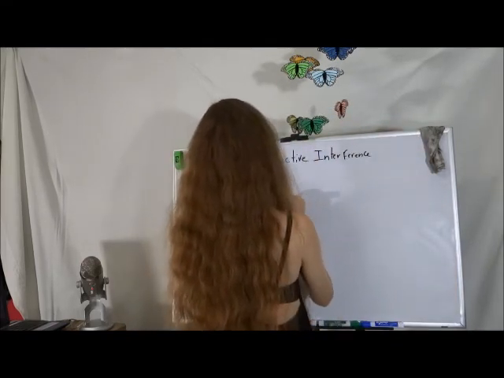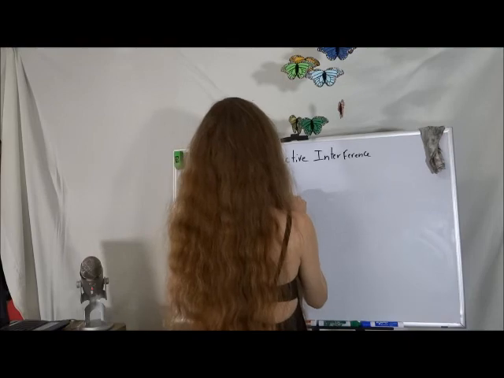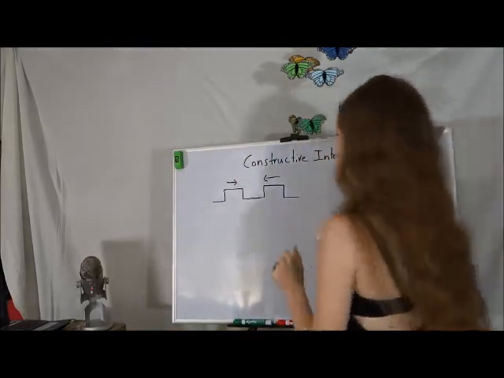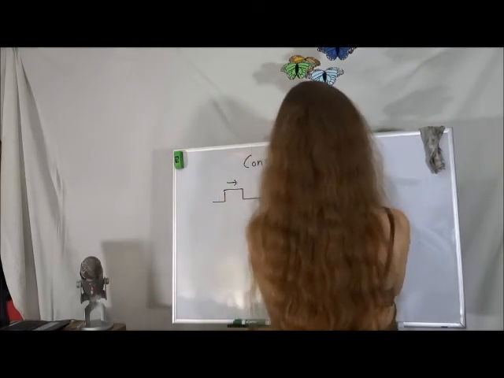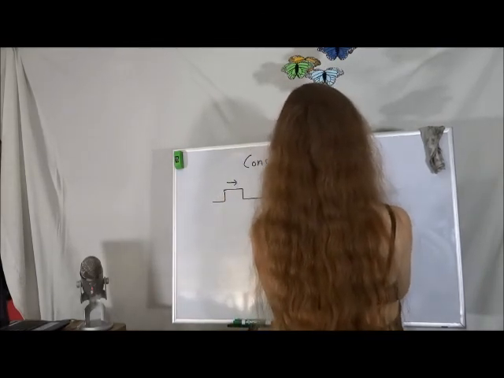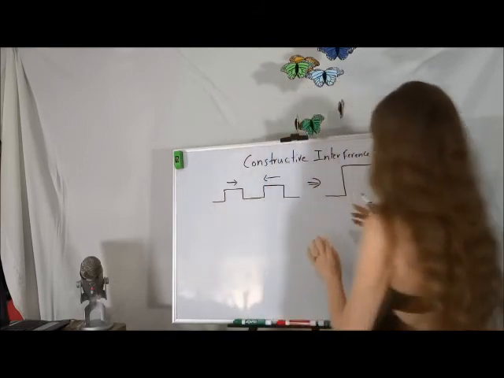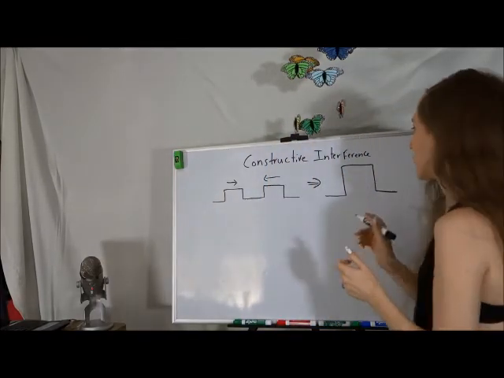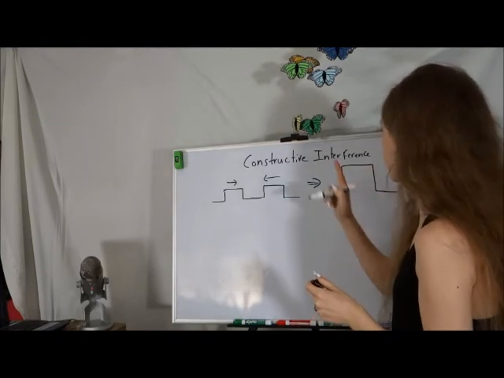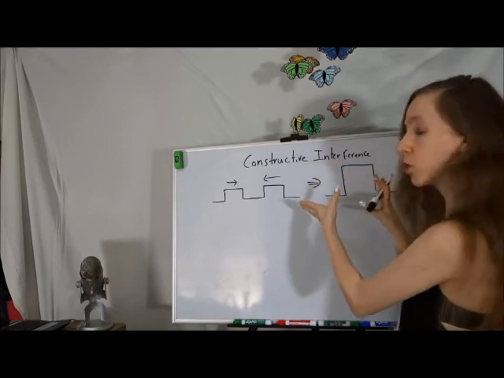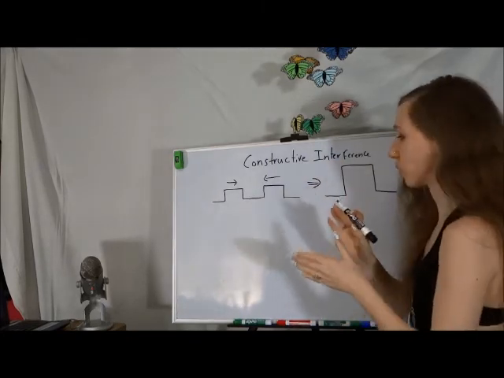another square wave that's moving to the left. When these two waves meet, we're going to end up with something that looks like this. It's a square wave that's now taller. So this is an example of constructive interference because the waves have come together and given us a new wave that has a bigger amplitude than the original one.